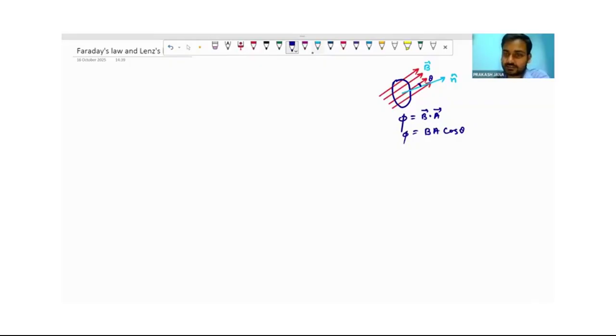Okay, so Faraday's law says, when the magnetic flux associated or linked with a coil changes, then some EMF is induced in this coil. Okay, this is all about Faraday's law. So when this EMF is induced in the coil, definitely some current will flow through the circuit or coil or the loop, isn't it? So let us write what is Faraday's law.